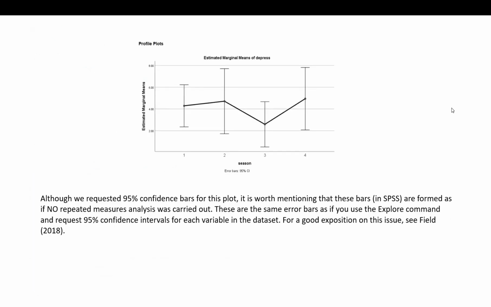So returning to our profile plot, you can see we had asked for 95% confidence bars for this particular plot, but it is worth mentioning that these bars in SPSS are formed as if there are no repeated measures analyses being carried out. So these are essentially the same error bars that you would get if you use the explore command and request 95% confidence intervals for each variable in the data set. In Andy Field's text, he does a nice job of talking about this particular issue.